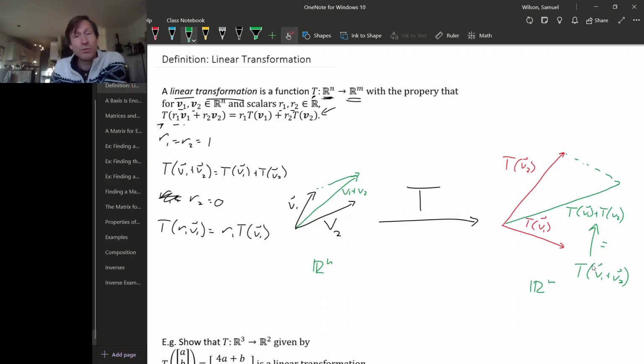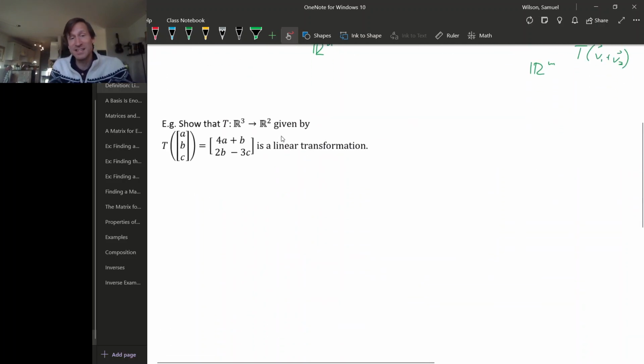So these are equal for linear transformations. Also, there's a similar property for scalar multiplication, but the vector addition is sort of the more interesting one. So let's check our understanding of this definition by checking to see if some functions from different Rn to Rm are actually linear transformations. So let's check this one.